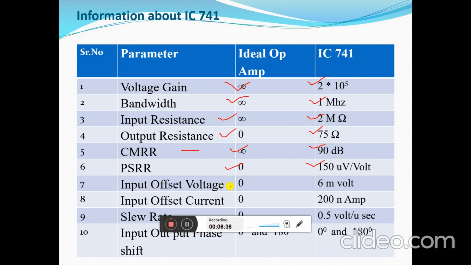Input offset voltage is ideally required to be 0, but it is 6 millivolt. Input offset current is required to be 0, but it is 200 nanoampere. Slew rate practically is 0.5 volt per microsecond. Already we have seen the input to output phase shift: it is 0 to 180, and practically it is also 0 to 180.